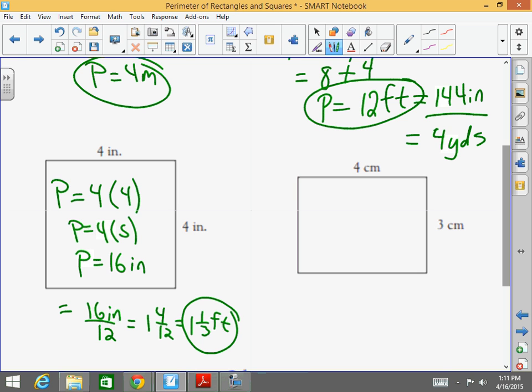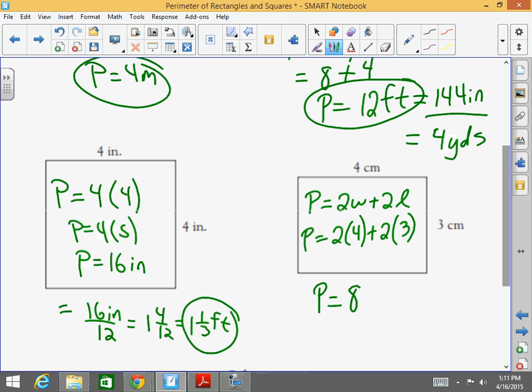How about here? What kind of a figure do I have here? Rectangle. What is the formula for the perimeter of a rectangle? Perimeter equals 2 times width plus 2 times length. Very good. So perimeter here equals 2 times 4 plus 2 times 3. Very good. So perimeter will equal 8 plus 6. So perimeter will equal 14 centimeters. Very good.